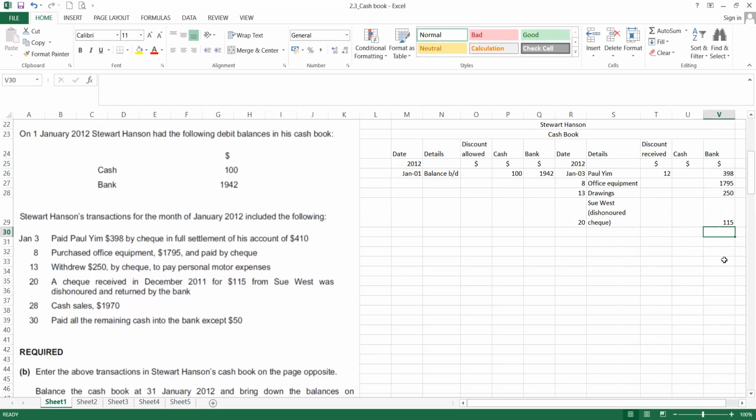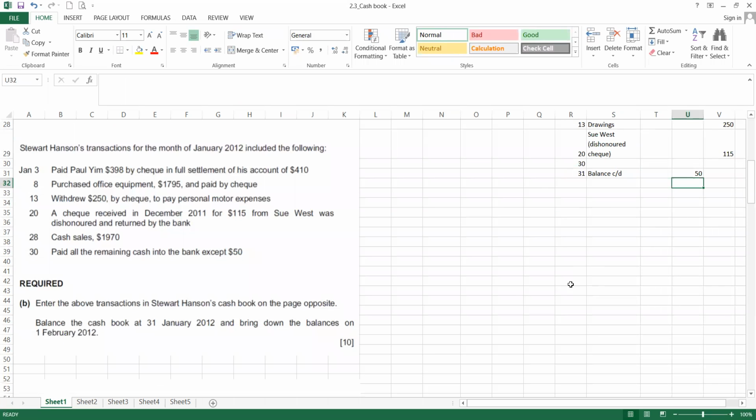So next, on the 28th, cash sales. Cash sales means cash received, money from where? From sales. So cash received, money 1970. And next, pay all the remaining cash into the bank except 50. This except 50 means that the balance carried down is 50. They're trying to tell you this is the 50.